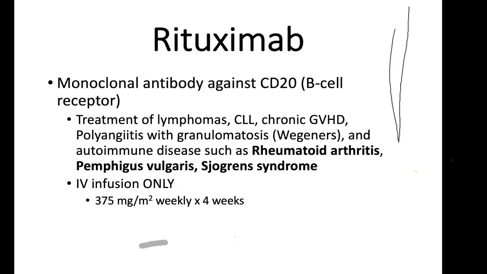Let's quickly look at rituximab. It's a monoclonal antibody against CD20. You know, CD20 is expressed by B cells. It's one of the most crucial markers for B cells.